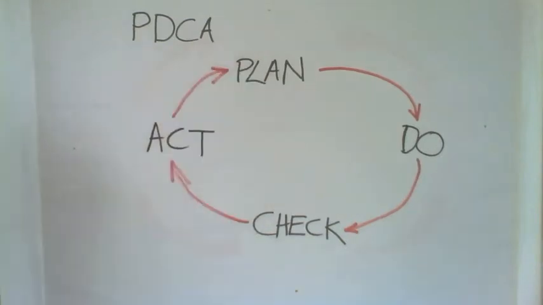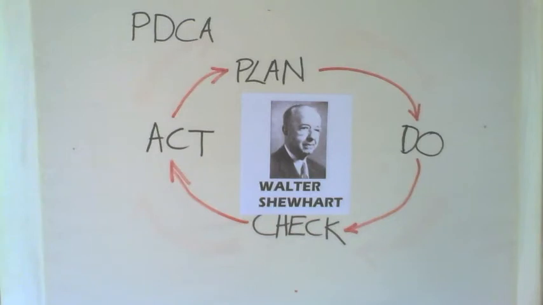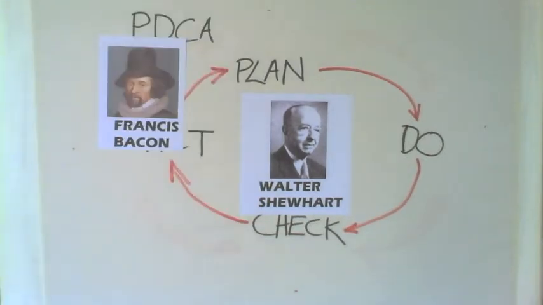The Plan, Do, Check, Act cycle was first proposed for industry by Walter Shewhart in the 1930s. Shewhart was an American physicist, engineer and statistician. He based the cycle on the scientific method developed by Francis Bacon in the 17th century. The scientific method generally comprises 4 steps: hypothesis, experiment, evaluation, improvement.